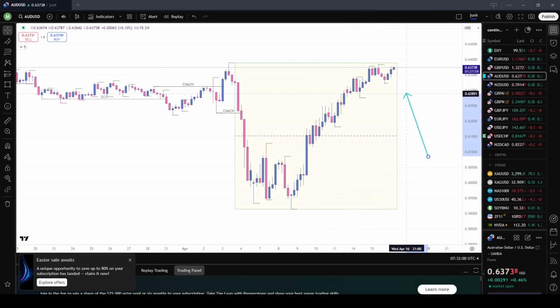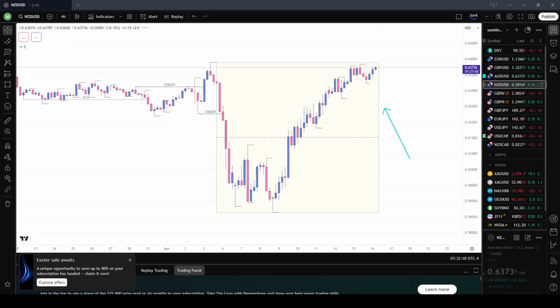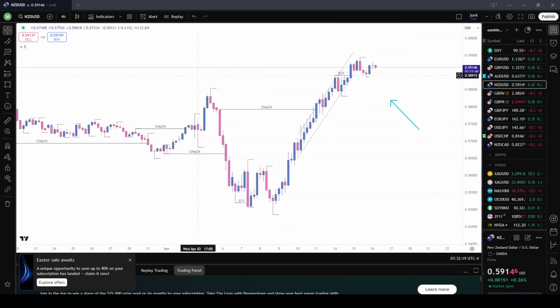So I'm not looking for any selling opportunities either due to the impulsive nature of the buyers right now. We'll be looking for any type of opportunity once it does retrace back, to take any type of long positions in order to expect prices to continue to push to higher prices. NZD USD, let's go ahead and map out the current range.